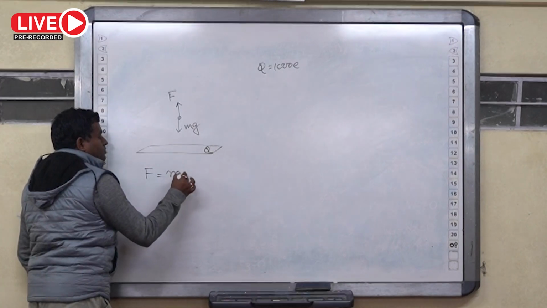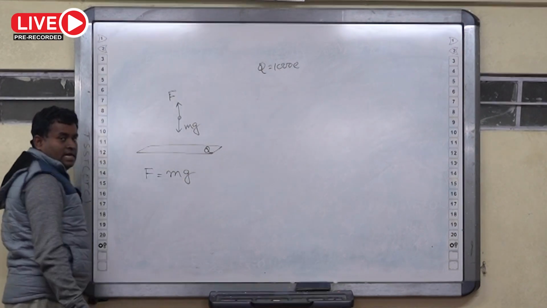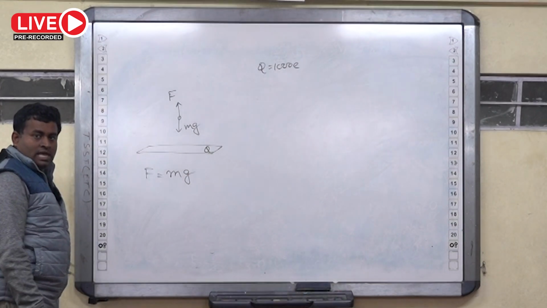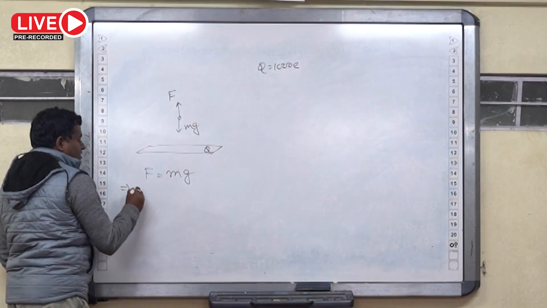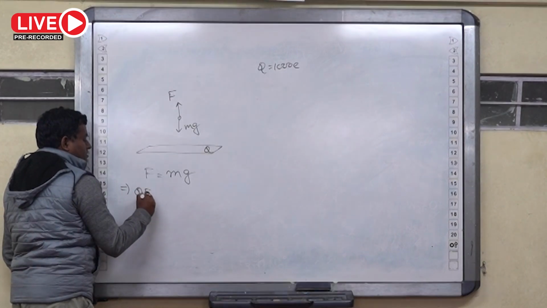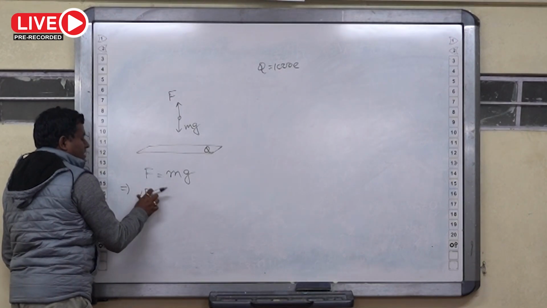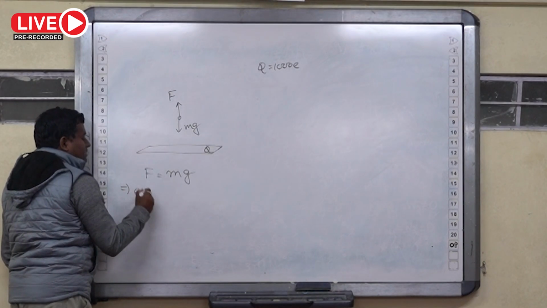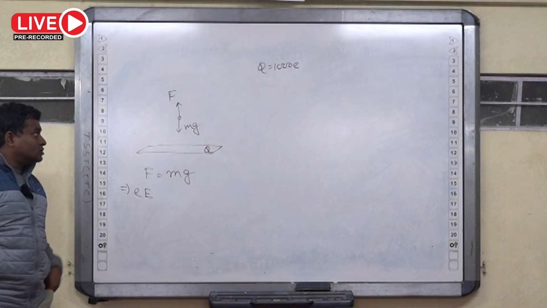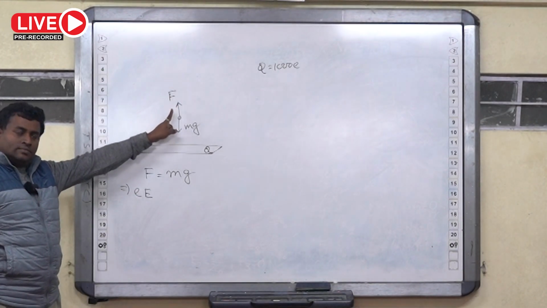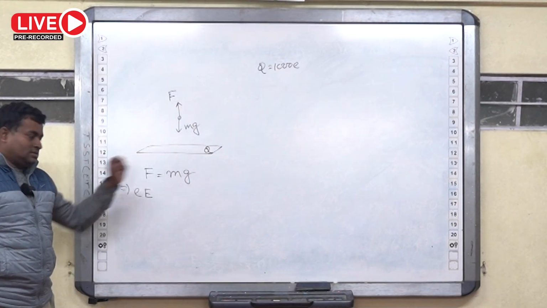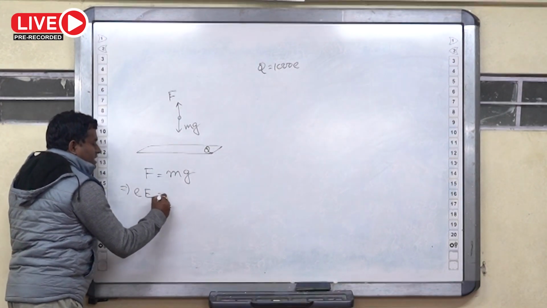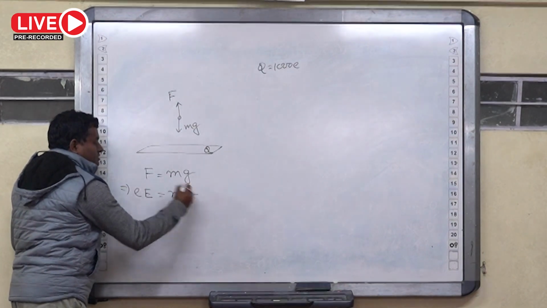So from that condition we can write F should be equal to mg, and this F can be written as Q times E, that is, the charge of the electron, e, times E. The charge of the electron is e, and the field is created by this plate. So eE should be equal to mg.